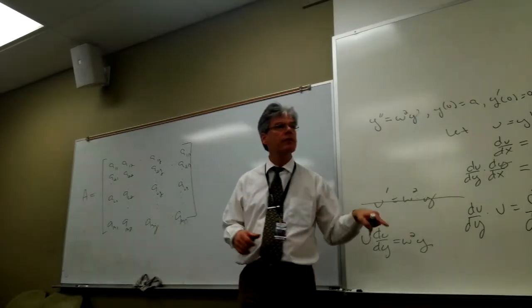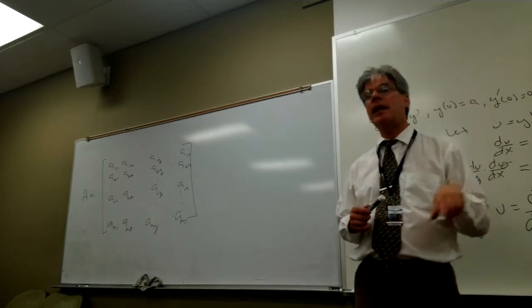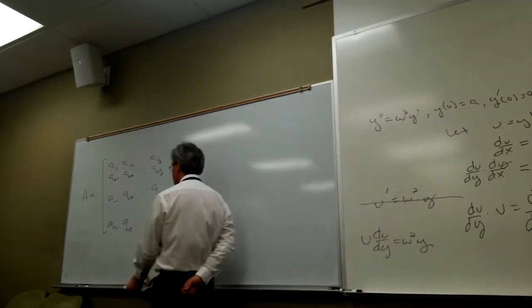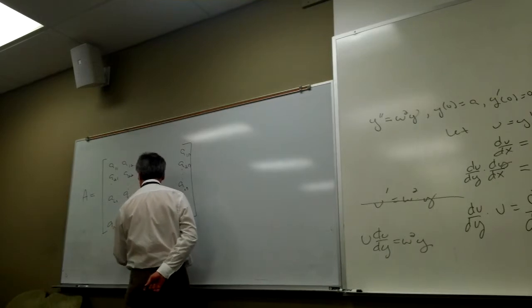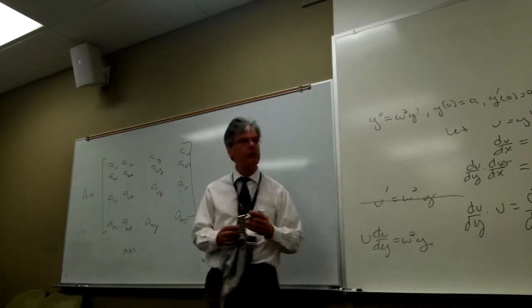How many rows do I have? m. How many columns do I have? n. I might subclassify this as a matrix with dimension m by n. I might subclassify this as a matrix with size m by n. I'll use those interchangeably.